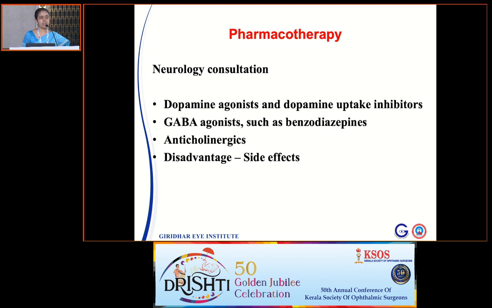The problem is the disadvantages, like all those sedation side effects. When I send patients to a neurologist and they take medicine for 1 month, they come back and tell me, doctor, after taking that medicine, I can't even get up. So no reason for going out. That's the problem with all these neuro medications. Most of the time, they will not tolerate the medicines.